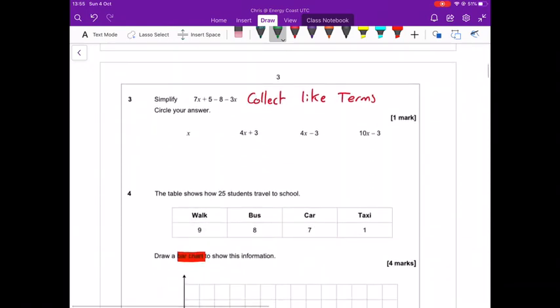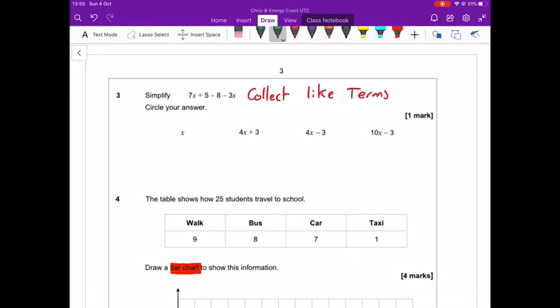Question 3, collecting like terms. People really struggle with these questions for some reason. We'll have a look. I've got some x's and I've got some just numbers on their own. I'm going to highlight the x's first. I've got 7x. Later it says 3x, but I need to highlight the actual sign in front, whether it's plus or minus. So I've got 7x minus 3x, which I know is equal to 7 take away 3 is 4x. So it's going to be either that one or that one, because they're the ones with 4x in them, okay?